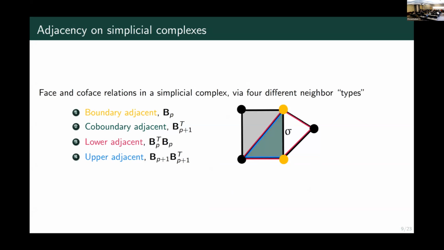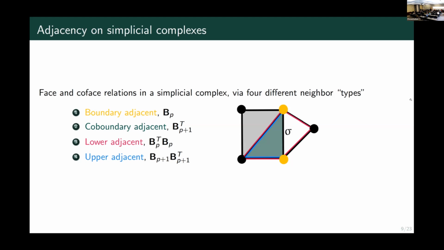Or if you want to consider simplices of 1 dimension higher, you can look at the co-boundary adjacent neighbors, which are all of the simplices of 1 dimension higher, such that your simplex of interest is a face of that. In this example, is given by this 2 simplex here in green. But you can also consider the set of neighbors that have the same dimension. So the lower adjacent neighbors are given by actually this combination of 2 boundary matrices. In this example, the lower adjacent neighbors, if you're starting with the edge sigma, are all of the simplices that you can get to by crossing a simplex of 1 dimension lower. So they're shown in pink here. You can cross this vertex, get over here, this vertex, get over here, and so on.